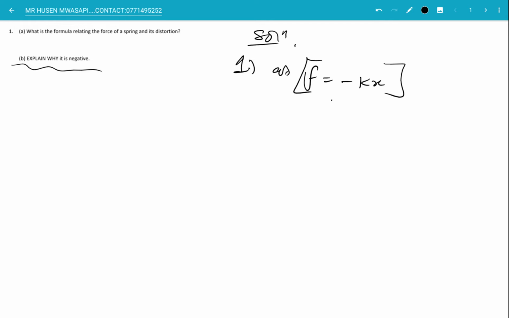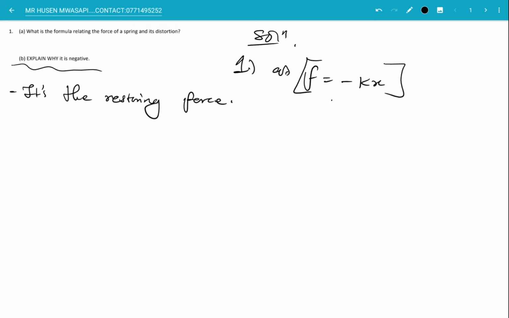As you pull a material to a certain length and decide to let go from one end, the material will tend to go back to its original length. The force at which it goes back to its original length is the restoring force. So the reason why it's negative is because it's the restoring force. Simple as that.